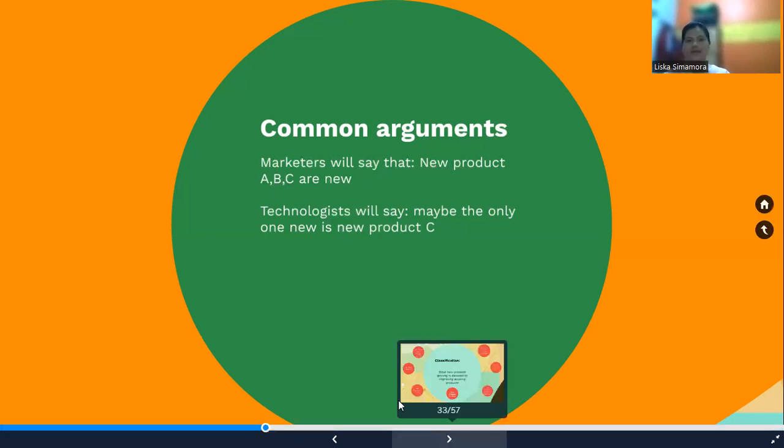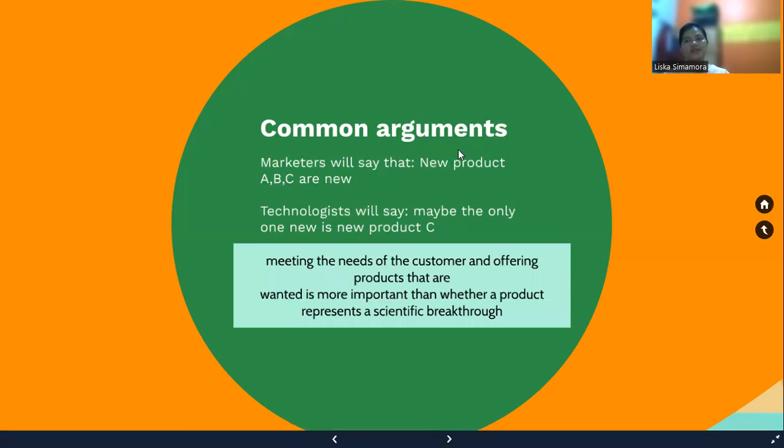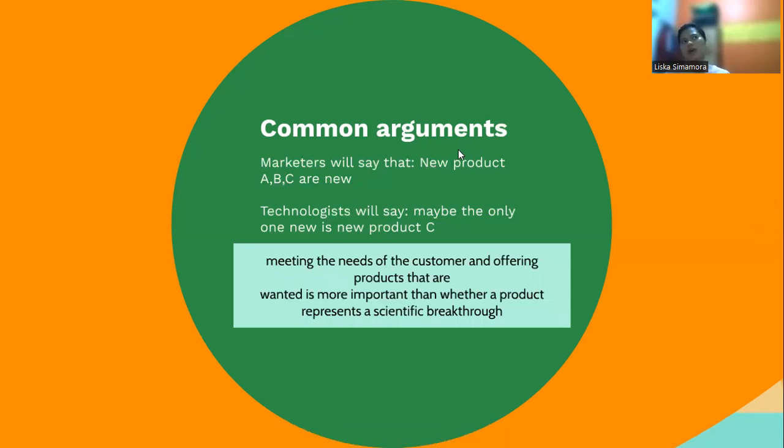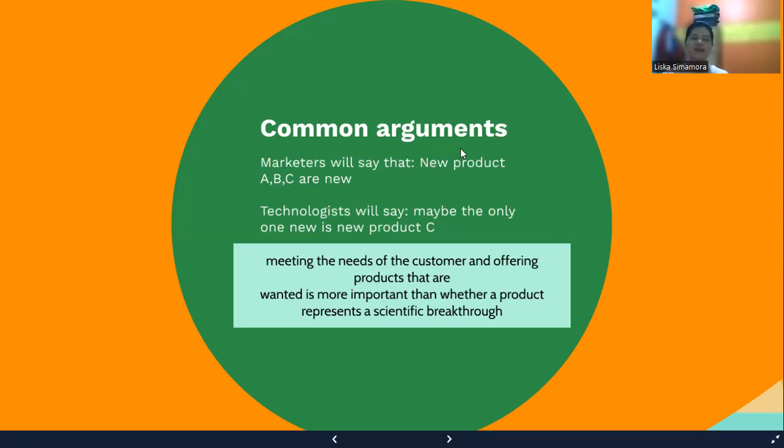Okay, but what is important, whether to be correct to define new or not? No, that is not important. Meeting the needs of the customer and offering products that are wanted is more important than whether a product represents a scientific breakthrough. Why do they call it a scientific breakthrough? Because the definition of something is it called scientific stuff, right?